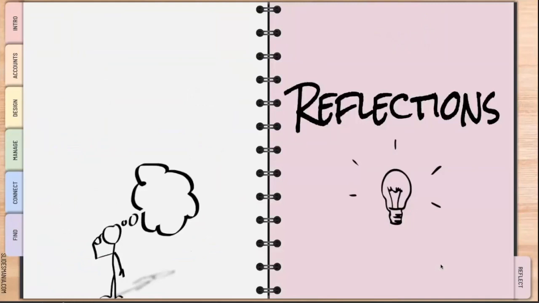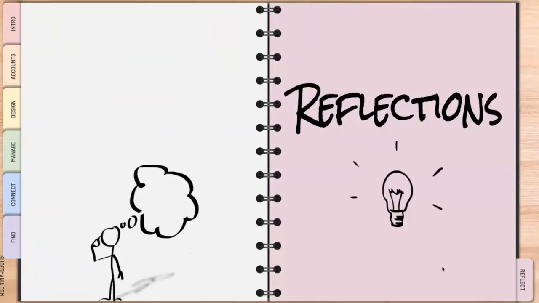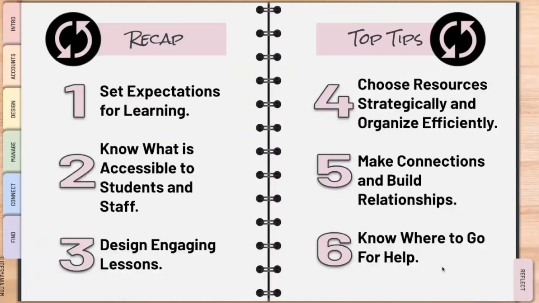Now let's take a moment to reflect on what we've learned in this session. Set expectations for learning. Remember to build a culture by setting collaborative norms. Reward positives and consider consequences for misbehavior, but always remember to give grace. Know what's accessible by students and staff. Know devices and tools, where you can locate them.